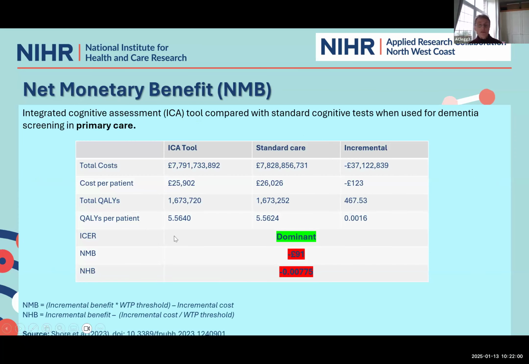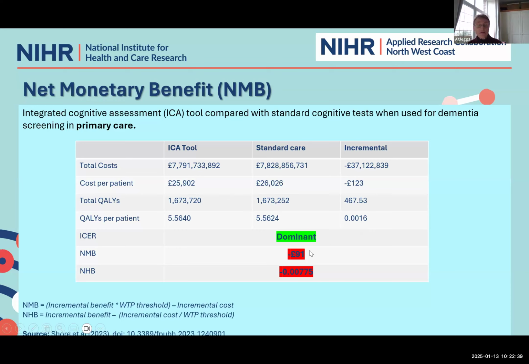This is a different example just to show how you can get into a slight quandary about these things. This is a new screening tool for, I think it was, dementia, in which the study that was used produced very small financial differences between the two interventions, and very small quality gains between them. So if you look at it, it looks as if the new intervention, the ICA tool, dominates because it offers more at a lower cost. But there are very small figures here.